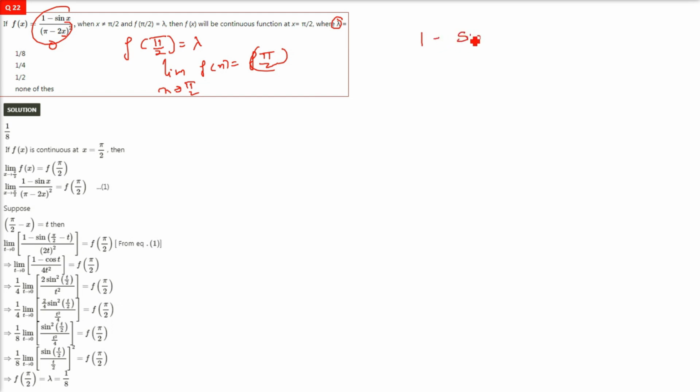1 minus sin x, and the limit at pi by 2. This is what you have to find out. So 1 minus sin x by (pi minus 2x) whole square, x is tending to pi by 2. Since the question is saying it is already continuous at x equals pi by 2, the left hand limit and right hand limit will be equal. So either you put x as pi by 2 minus h or x as pi by 2 plus h. It is up to you.